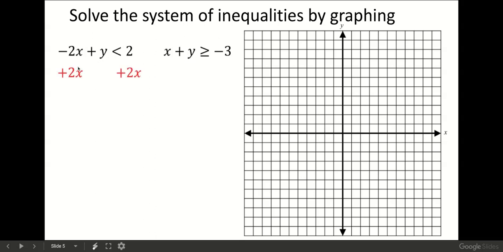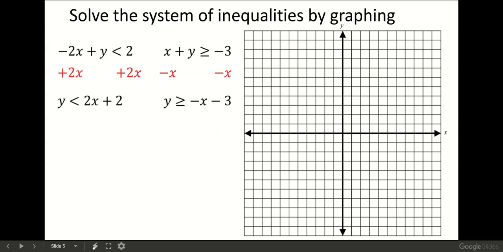So I'm going to start out by adding 2x to both sides, and that's going to give me y is less than 2x plus 2. So now I can see for this inequality, it has a slope of positive 2 and a y-intercept of positive 2. And in this other one, again, I'm going to solve for y, subtract x from both sides, and I get y is greater than or equal to negative x minus 3. So this one has a slope of negative 1 and a y-intercept of negative 3.